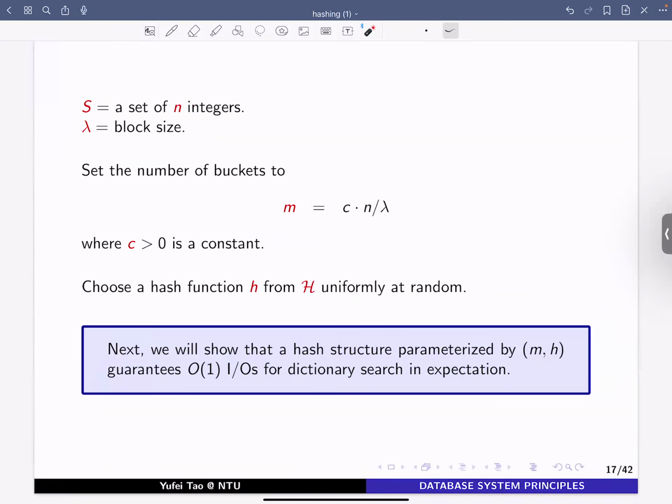Next, I'm going to analyze why the universality assumption will allow us to prove that the dictionary search has very good cost, in fact requiring only constant IOs in expectation.